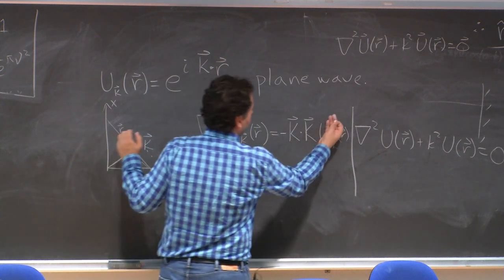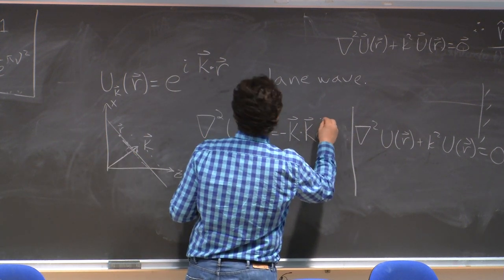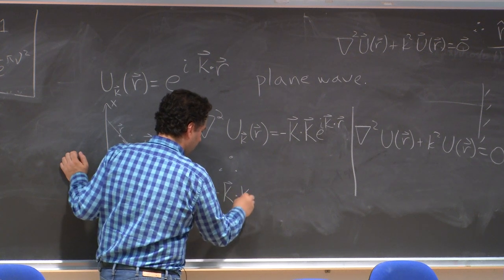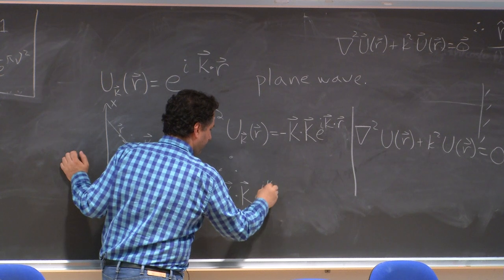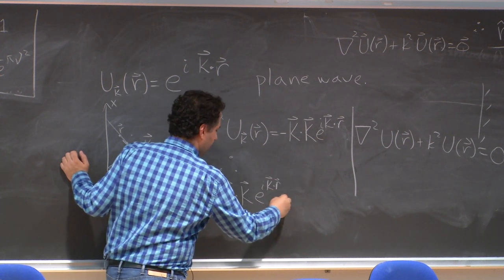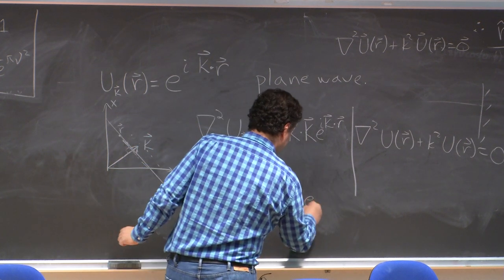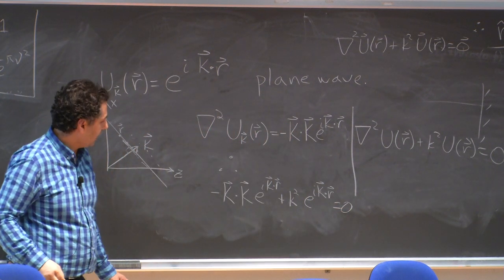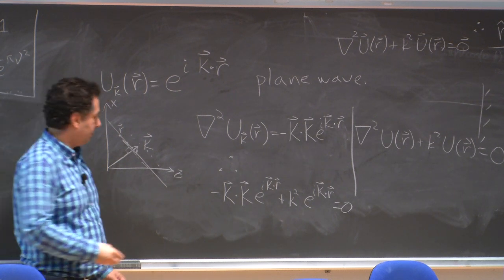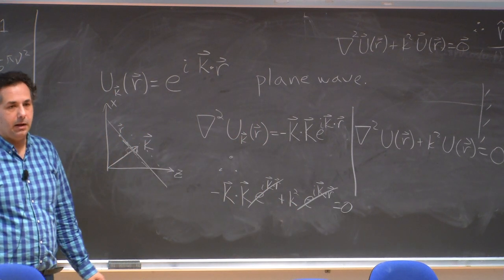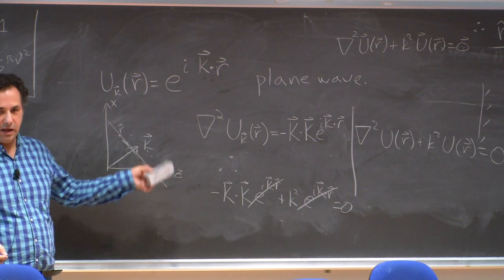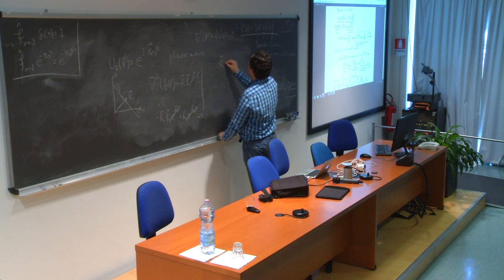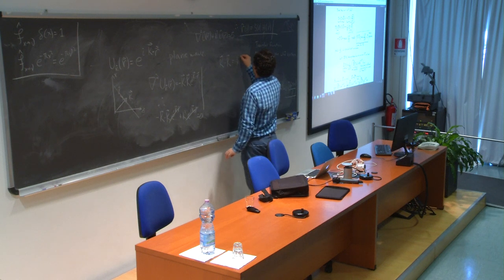Let me write it as the exponential, e to the i k dot r. If I substitute this, I get minus k dot k times the exponential plus little k squared times the exponential equals 0. Can I cancel anything? The exponential. And then I'm left with k dot k equals little k squared. So that's the condition for this to work. So k dot k is equal to k squared.